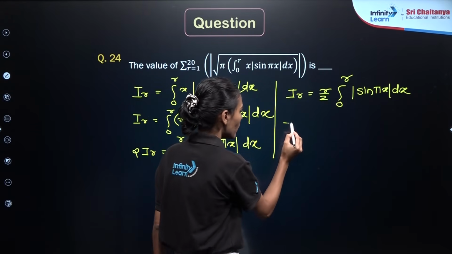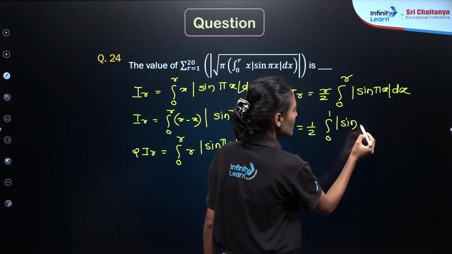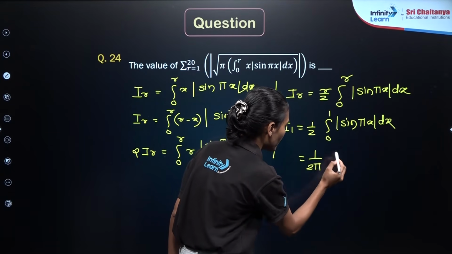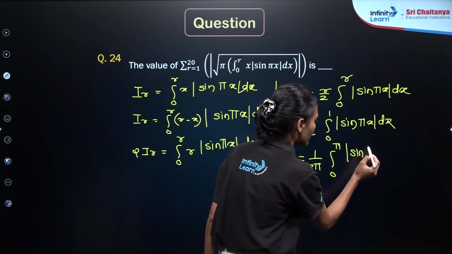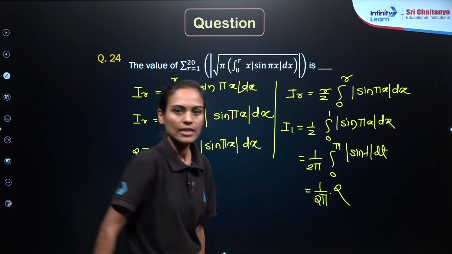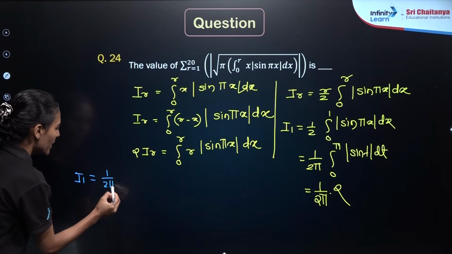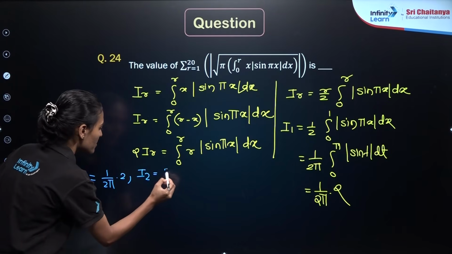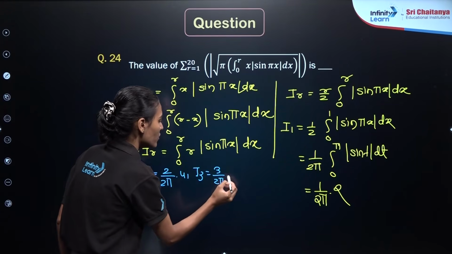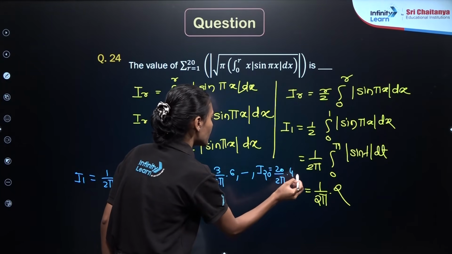So now if I calculate I1, this will be 1 upon 2 integration 0 to 1 modulus of sin pi x dx. Then it is nothing but 1 upon 2 pi integration 0 to pi modulus sin t dt. If you calculate this, you will get the answer as 1 upon 2 pi into 2. Similarly, you will get I1 as 1 upon 2 pi into 2, I2 as 2 upon 2 pi into 4, I3 as 3 upon 2 pi into 6, and so on up to I20 as 20 upon 2 pi into 40.